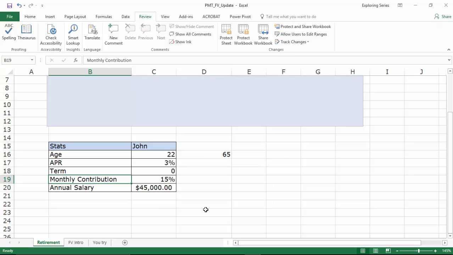So in order to figure out how much money John will have when he retires at the age of 65, we are going to use the future value function. So why could we not just take 45,000 divided by 12, take 15% of whatever that is and multiply it by 3% for however many years that is? Because we're talking about compound interest versus simple interest, meaning that at the end of the first month, he's going to earn interest on his investment, and then that interest will earn interest.